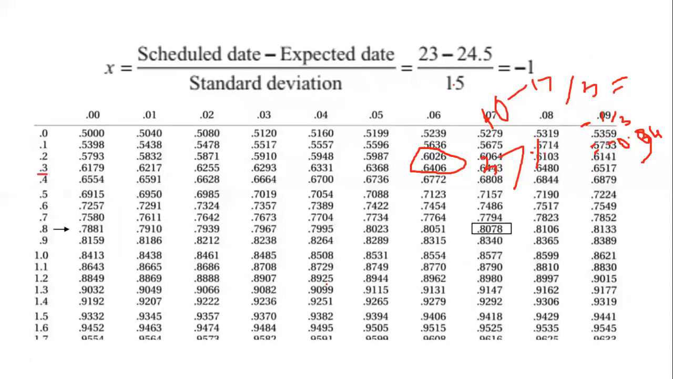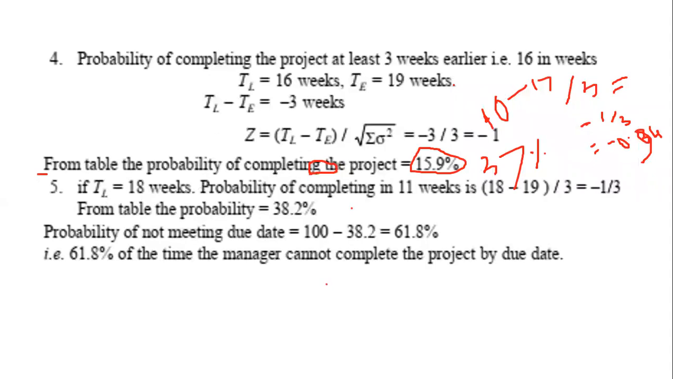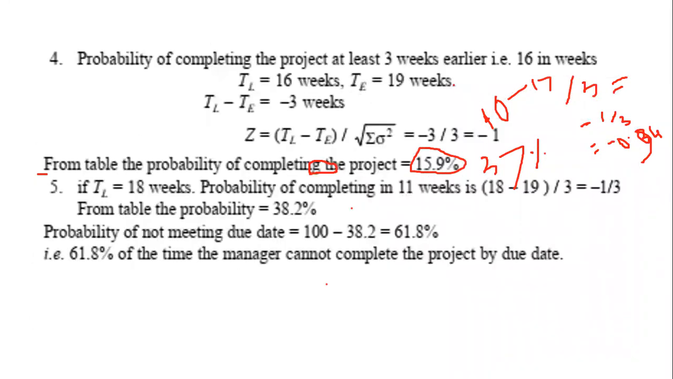So what is there in this chart? Your value is 0.34. So 3 and 0.04. You have to go here and select this value. Okay, so 0.34, 3 is coming here. So your value is 0.34. This value you have to select. Then you have to go back. So what is that value that is coming? 0.6331.